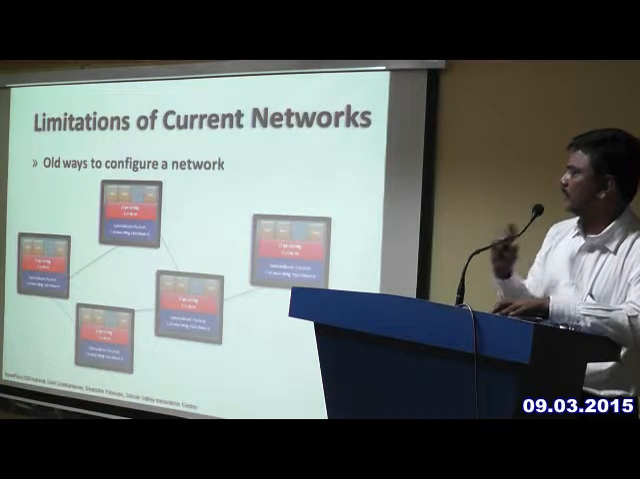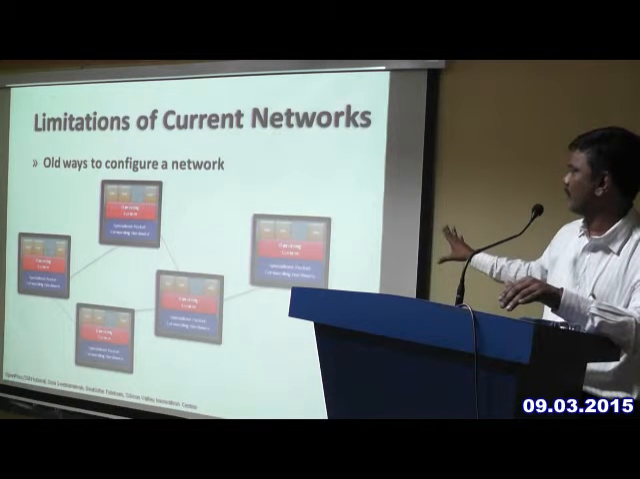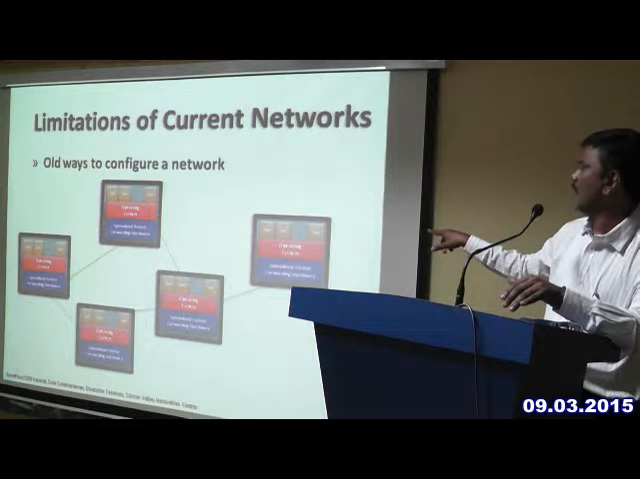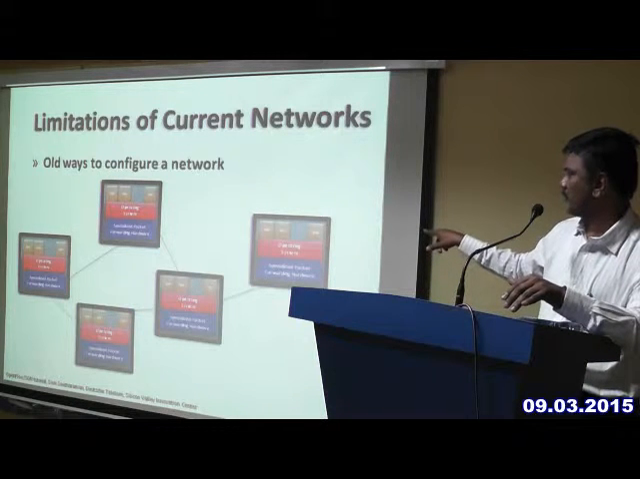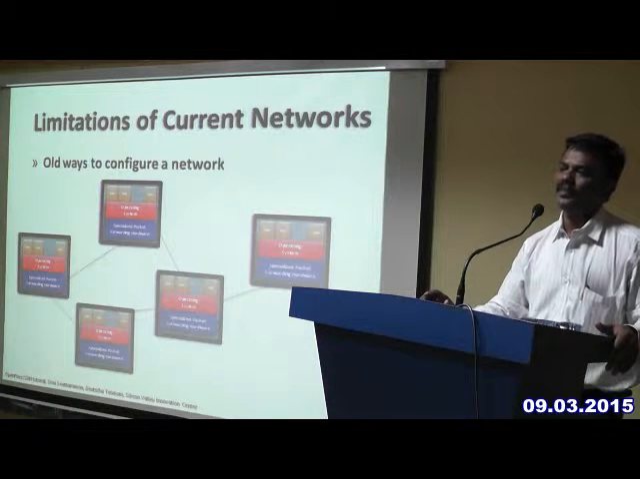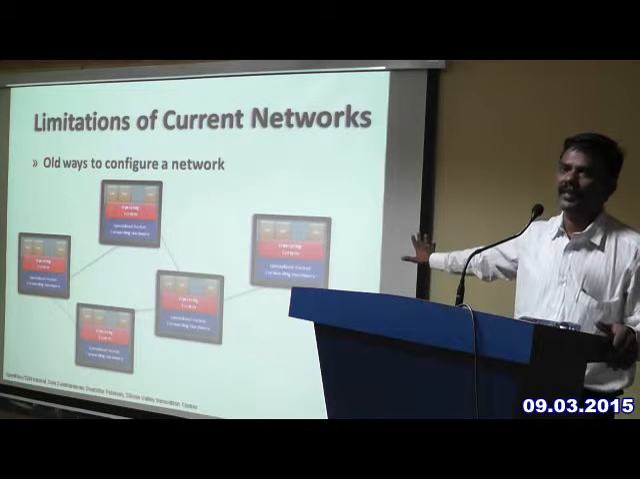Some old ways of configuring a computer. So operating system, everything is available. Brown color is application, red color is operating system, and blue color is specialized packet forwarding hardware. Specialized packet forwarding hardware is available in switches and routers. This is what is existing.